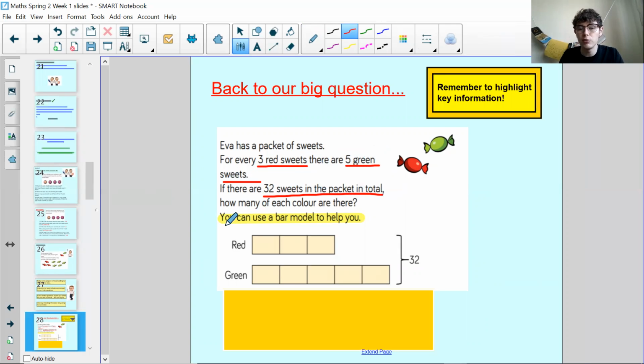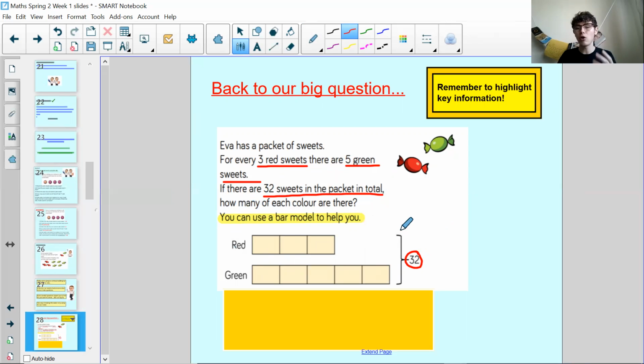So you can use a bar model to help you. That is highlighted already, okay? So don't forget to use those. Okay, so we know that for every 3 red sweets, there are 5 green sweets, so that's what's in our bar model here. We've got 3 red sweets and 5 green sweets, okay? And if there are 32 sweets in the packet in total, how many of each color are there?